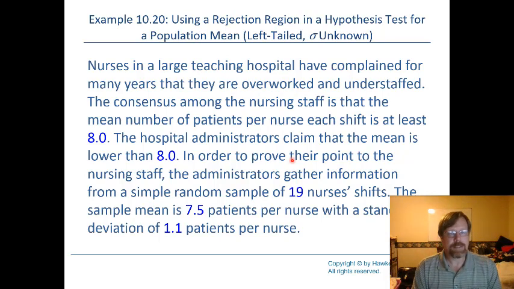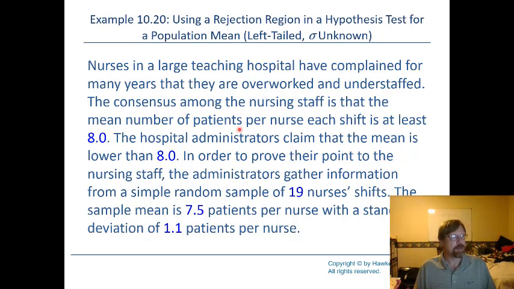So we have nurses at a teaching hospital who are complaining that they are overworked and understaffed. They think that the mean number of patients per nurse each shift is at least 8. The hospital administrators claim that the mean is less than 8. To prove their point to the nursing staff, the administrators gathered information from a random sample of 19 nurses' shifts. Sample mean was 7.5 patients per nurse with a standard deviation of 1.1 patients per nurse.